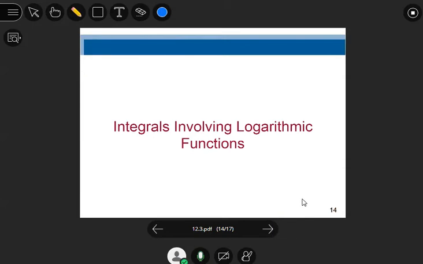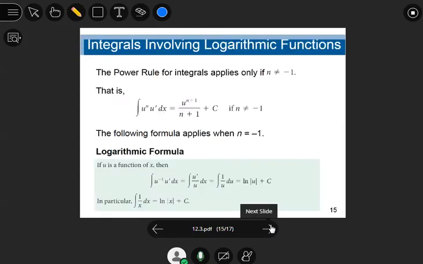Okay, now let's move to the next section. Here we are discussing integrals involving logarithmic functions. The trick here is that you always have to consider rational functions. If we see a rational function, we can use two methods. First, we can move the denominator into the numerator, and secondly, if that is not possible, we can use this method.